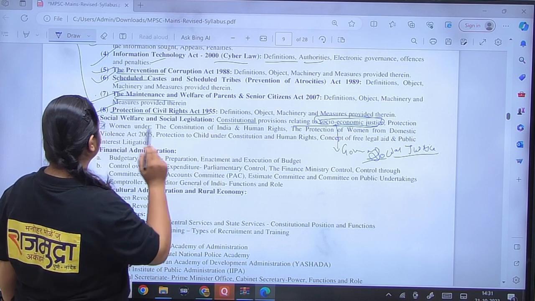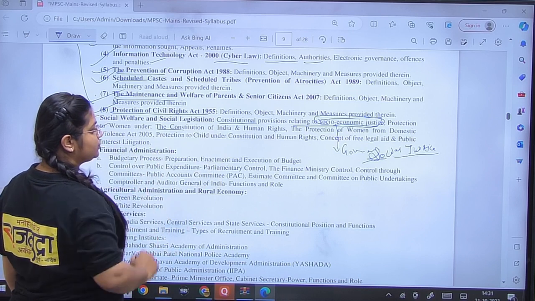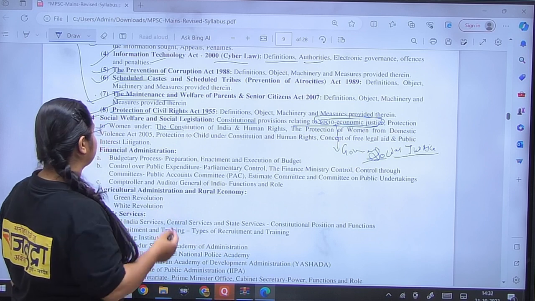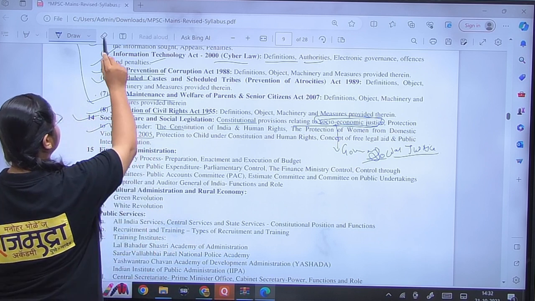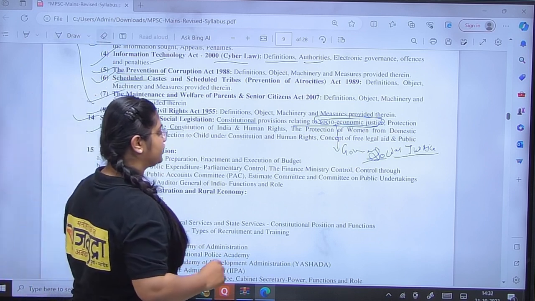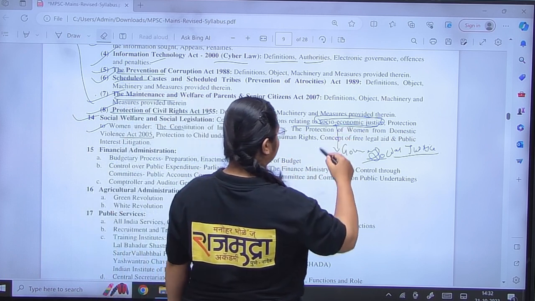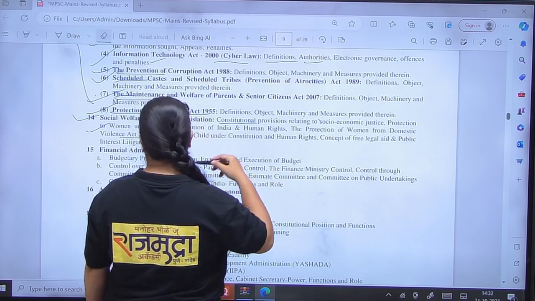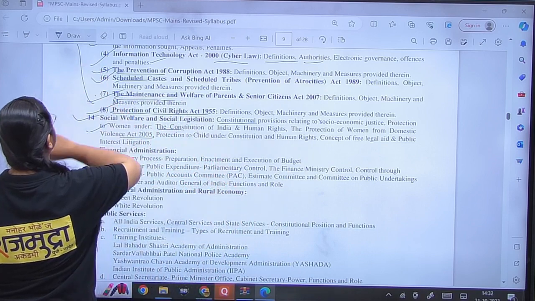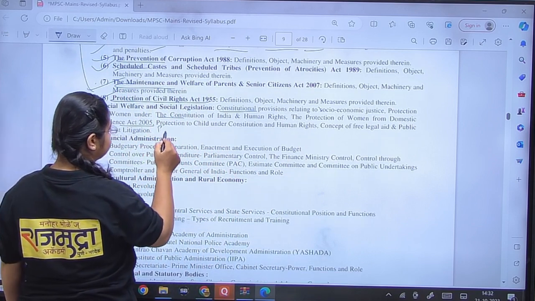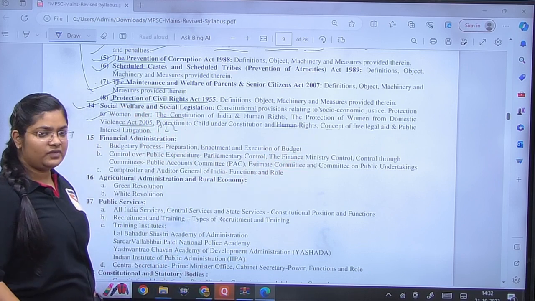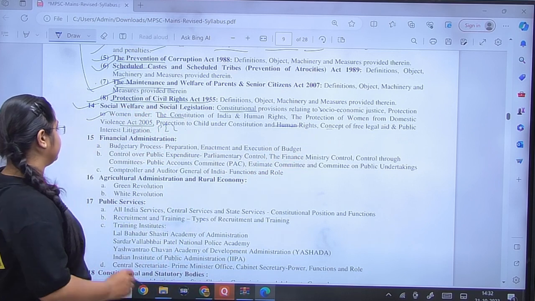Then protection to women under the Constitution of India and human rights, the Protection of Women from Domestic Violence Act 2005, then protection to children under the Constitution and human rights, the concept of free legal aid and public interest litigation. What is PIL? What is free legal aid? We have to study everything.